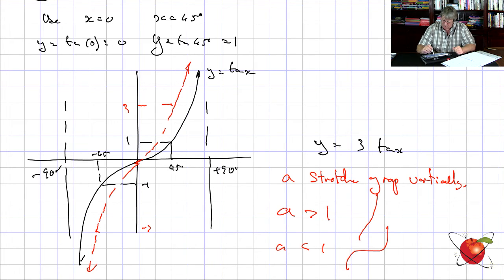Because let's just have a look. If it was, let's say, a half, this would then be down here, wouldn't it? Like so. In other words, we would be squishing it down towards the x-axis. So if A is less than 1, it drops it to the x-axis. If A is greater than 1, it pulls it up. Now, the same applies over here.